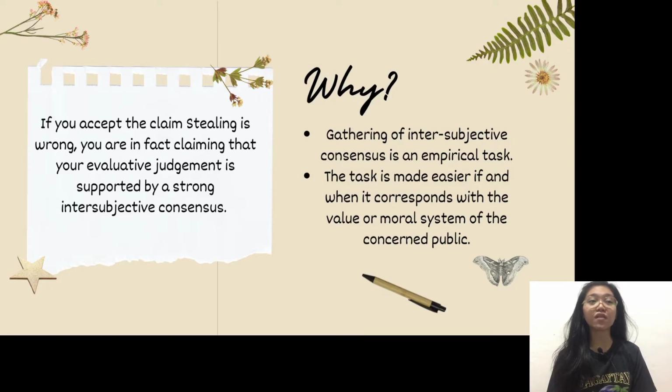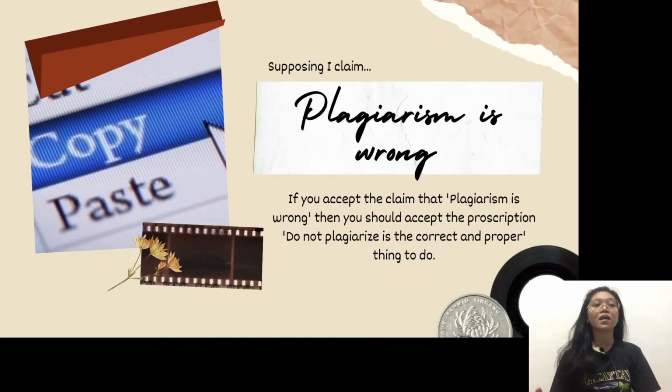If an evaluative judgment is an instantiation of a moral principle, this means that it has the backing of a strong intersubjective consensus. Another example, supposedly I claim that plagiarism is wrong. Do you think other people would disagree when I claim that plagiarism is good? Of course, no one, because if we accept the claim that plagiarism is wrong, then you should accept the prescription do not plagiarize is the correct and proper thing to do.